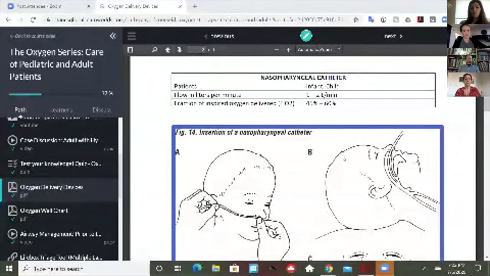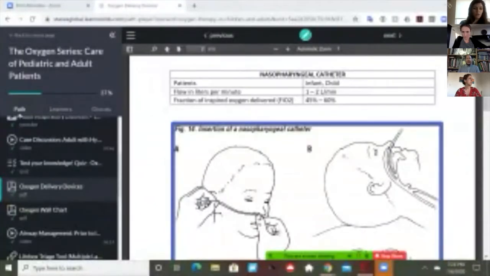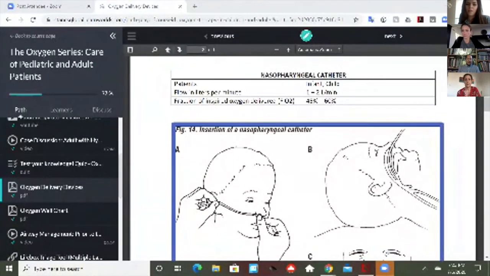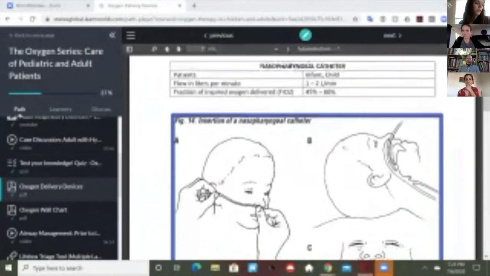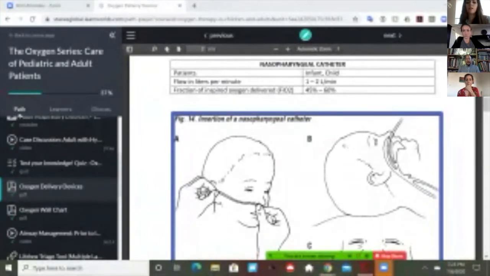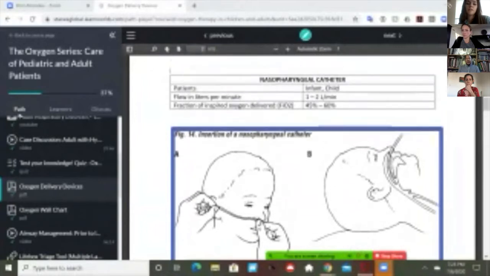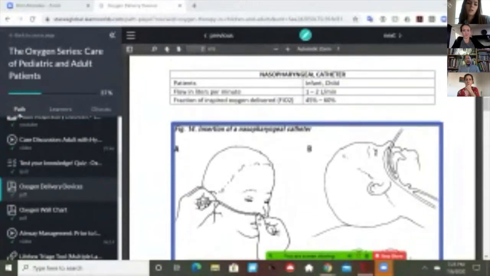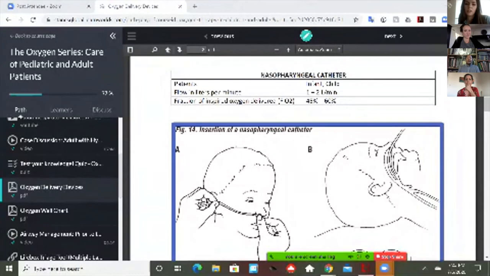A nasopharyngeal catheter. So this is not frequently used. Diana, do you use these in San Diego? We don't use these for adults. I think for children, they might be used more often, but we don't typically use these where I practice currently. Yeah. So this generally is only used in children, and it can deliver an FiO2 of 45 to 60% and 1 to 2 liters per minute. It's generally in an infant and child.